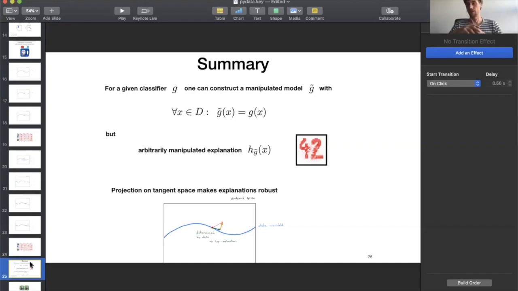And in principle, you could try to get around this by projecting the explanations on tangent space. The problem with this is you need to estimate tangent space. And for high dimensional data sets such as ImageNet, this is an extremely costly task and something that is still very much an active research topic.